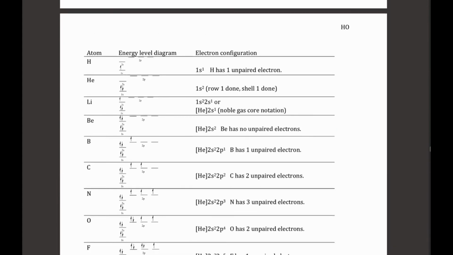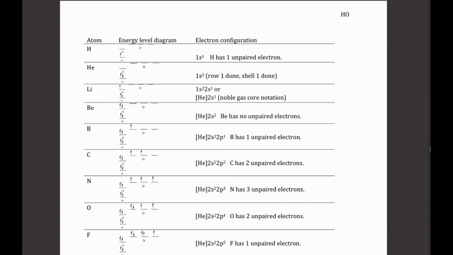Alrighty, so for hydrogen, we have 1 electron. Here's a partial energy level diagram. We put the electron in the lowest energy, and we say its electron configuration is 1s1. Hydrogen has 1 unpaired electron. For helium, we have 2 electrons. We put those both in the 1s atomic orbital. We make them have opposite spins, so they are paired. So its electron configuration is 1s2.